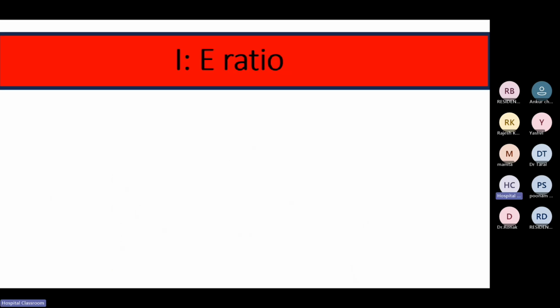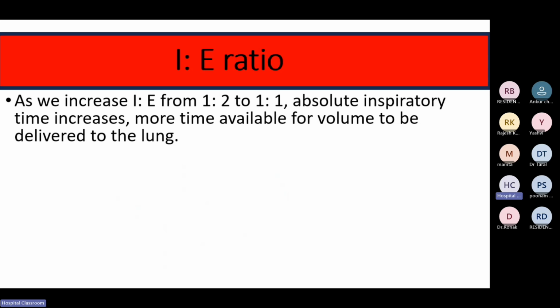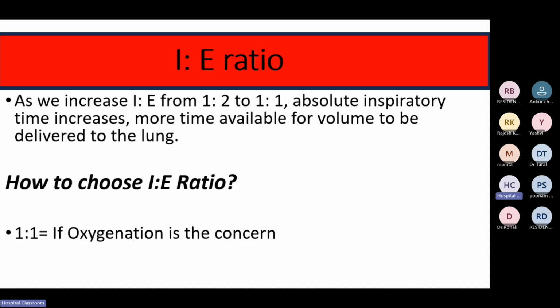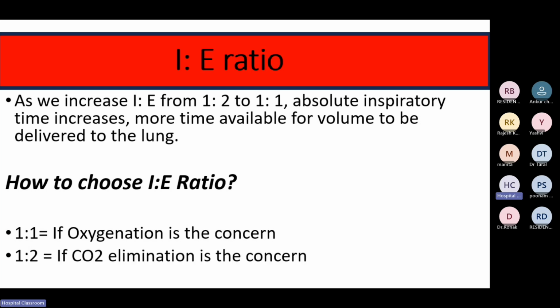Then comes the inspiratory to expiratory ratio. So as sir said, there is always a debate when using high frequency ventilation, whether to use an inspiratory to expiratory ratio of 1:1 or 1:2. Simply, I can say that if you're dealing with a condition where you are struggling with oxygenation, you increase the inspiratory to expiratory ratio to 1:1, because 50% of the time will be in inspiration, so you will get more time for oxygenation. And if you are dealing with a condition where gas exchange or CO2 elimination is the problem, then you increase the I/E ratio to 1:2. Again, it may not be true for all the diseases, but this is just a rough guide.